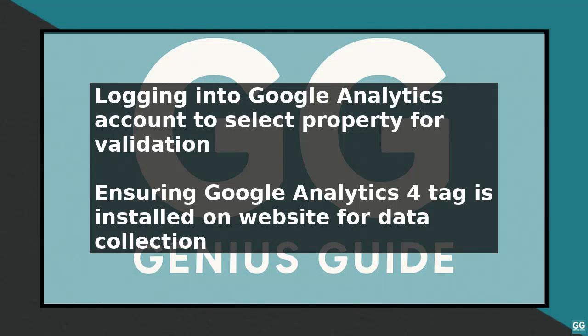To validate your Google Analytics 4 setup, start by logging into your Google Analytics account and selecting the property you want to validate. First, ensure that the Google Analytics 4 tag is installed on your website, as this is crucial for collecting data. You can do this by checking the source code of your website or by using the Google Tag Assistant extension in Google Chrome.